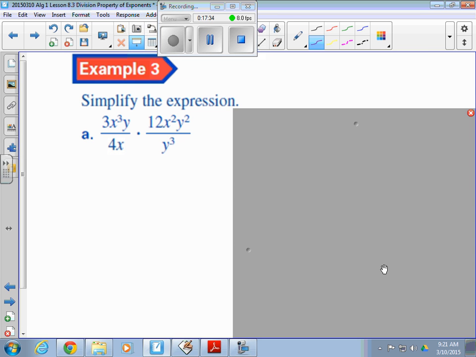12x to the 3rd y over 4x. I said 12, I meant 3x to the 3rd y over 4x, times, there's the 12, x squared y squared over y to the 3rd.